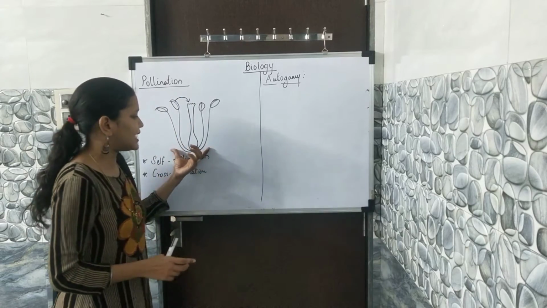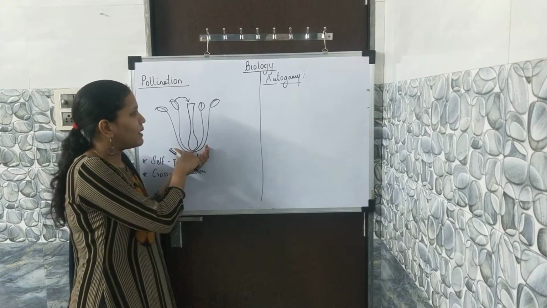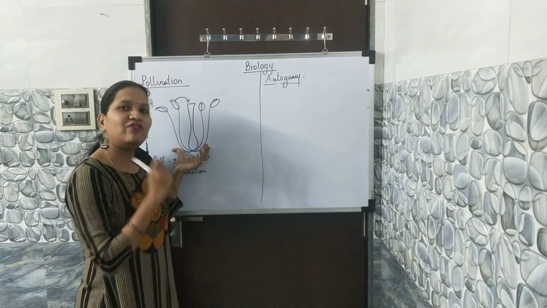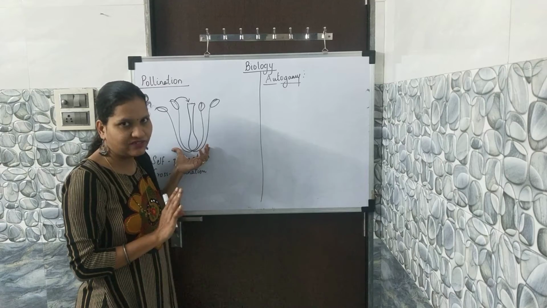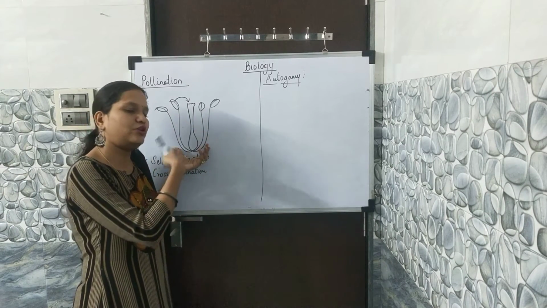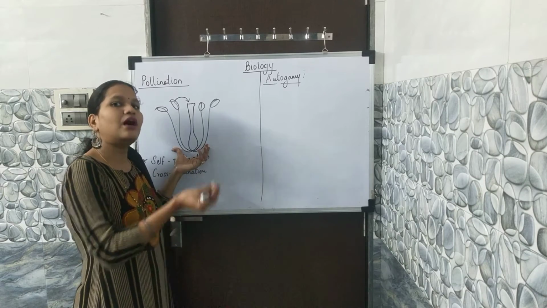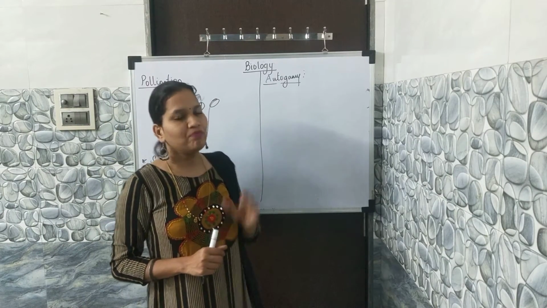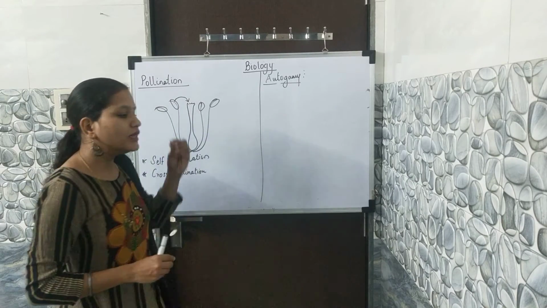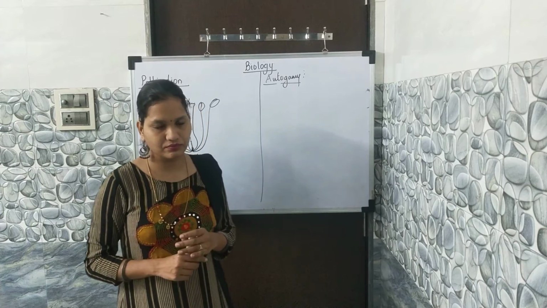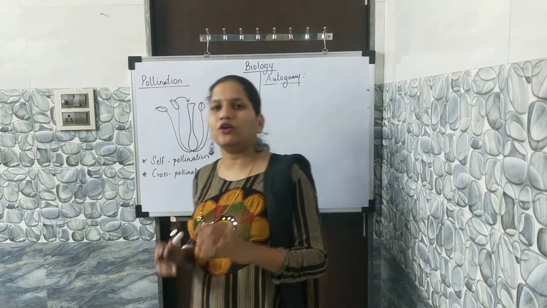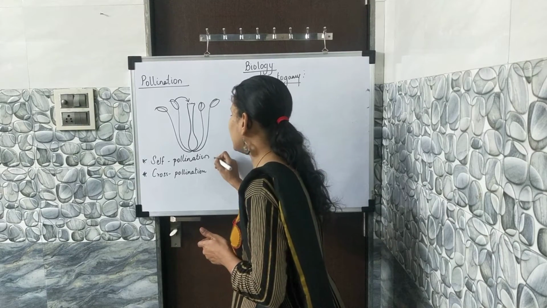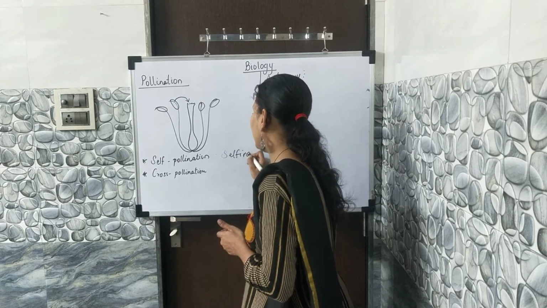For example, if I take this as my flower, a bisexual flower, and I do the process of pollination here, you can call it autogamy. The advantage is that it can be done by abiotic agents like wind, and it can also be done by biotic agents. The disadvantage is that the offspring produced are going to be genetically identical. Why? Because self-pollination is similar to the term selfing.